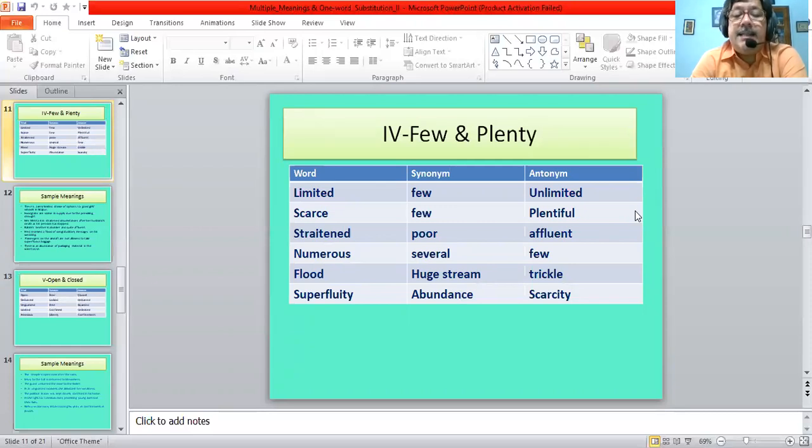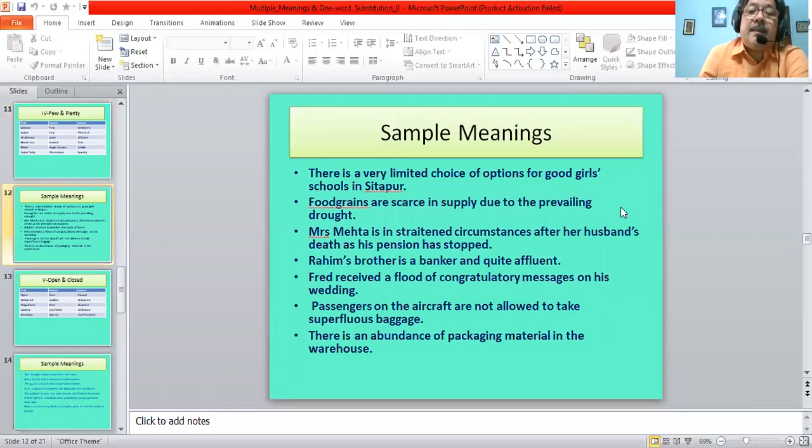Flood has the synonym huge stream and the antonym is trickle. Superfluity has the synonym abundance and the antonym scarcity. Now we shall look at certain sample sentences to better understand the meanings. There is a very limited choice of options for good girls schools in Sitapur. That means that there are very few good girls schools in Sitapur.